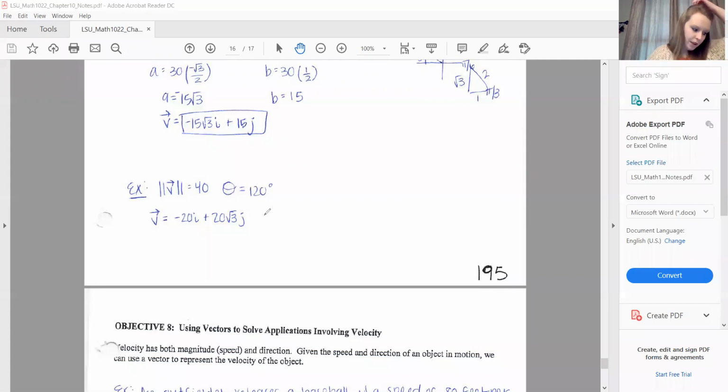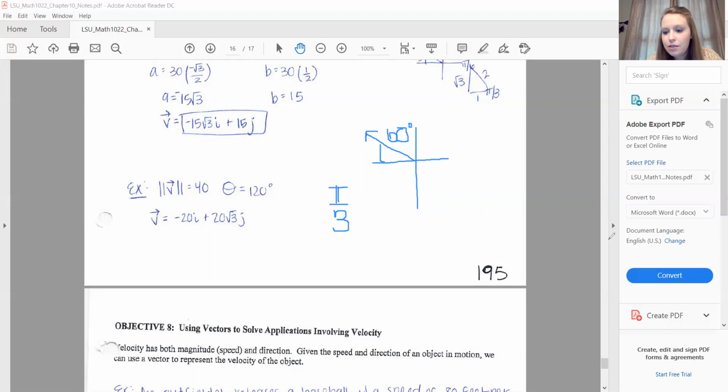Okay, so I've got 40 and 120. Okay, so 120 is going to be right here, and 120 is 60 degrees. Sorry, this is going to be really messy. I'm doing this now. 60 degrees away from 180. So 60 degrees is the same thing as pi over 3. Oh, this is terrible. I'm sorry.